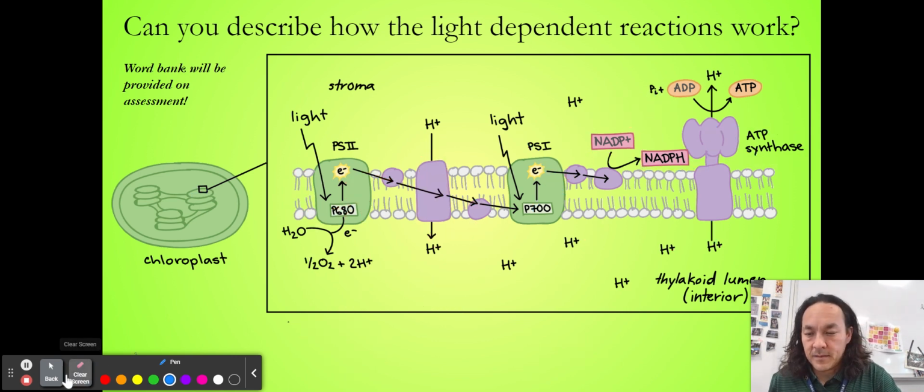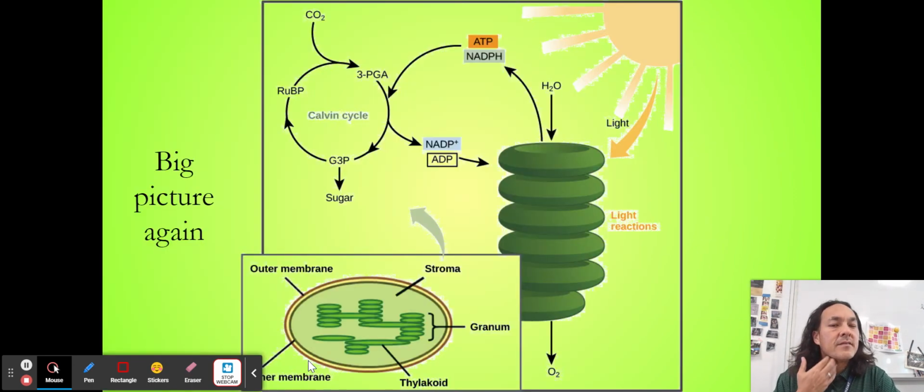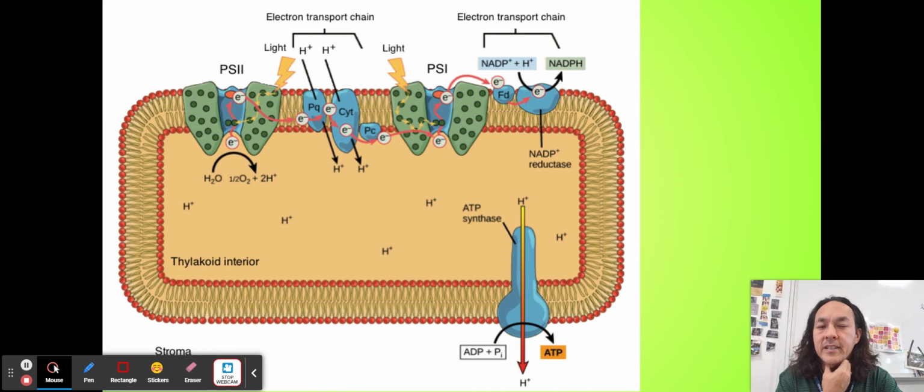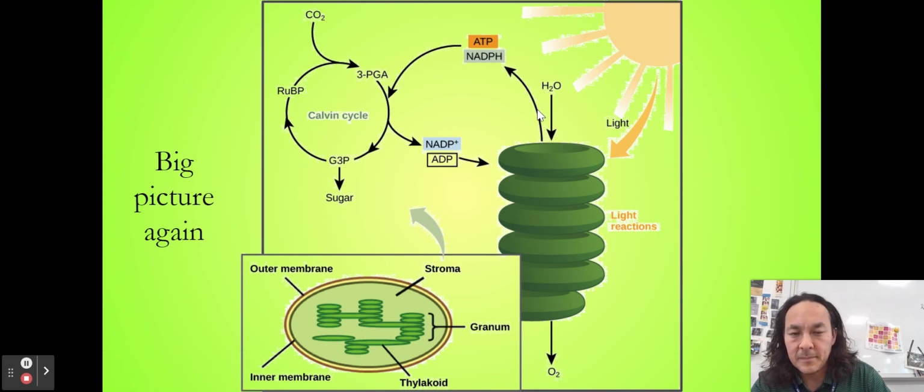All right, let's clear the screen and move on. Here's another picture of it. So you could pause the video here and see if you can go through the process of the light-dependent reactions. Here's the big picture again. Notice how the light-dependent reactions in the thylakoids are making NADPH and ATP, which will go to the Calvin cycle, which will then make sugars and send us back NADP plus and ADP.